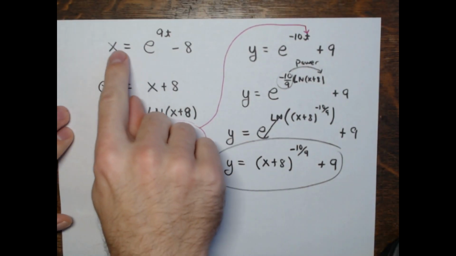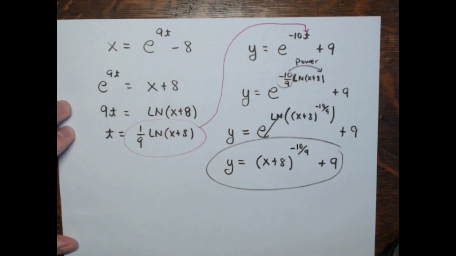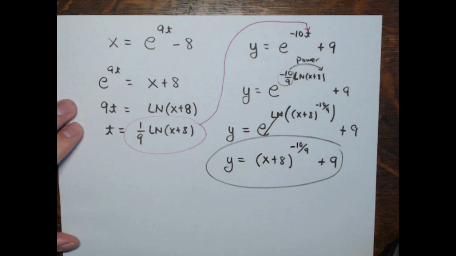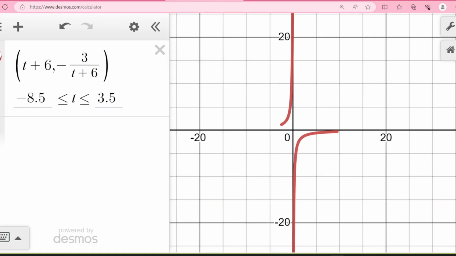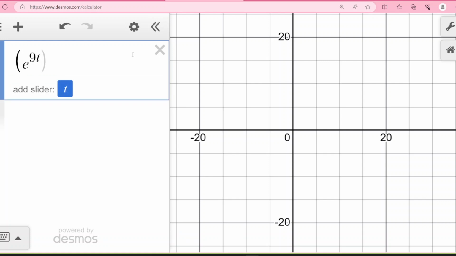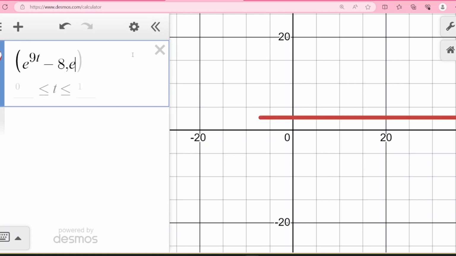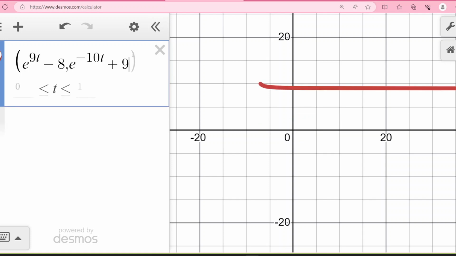And you can double check, graph the parametric equations for values of t, graph this, and see that they match. See that the graph of our Cartesian equation goes right over the graph of our parametrics. So yeah, I'll do that. All right. So I've done this before, right? So our parametric equations, x equals e to the 9t power minus 8, comma, y coordinate was e to the negative 10t power, and then plus 9.